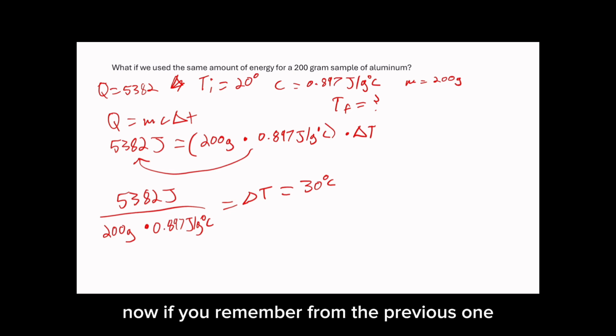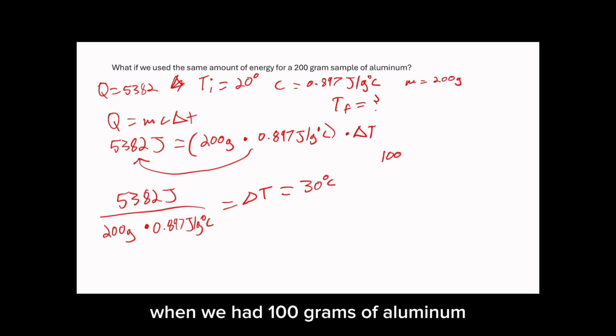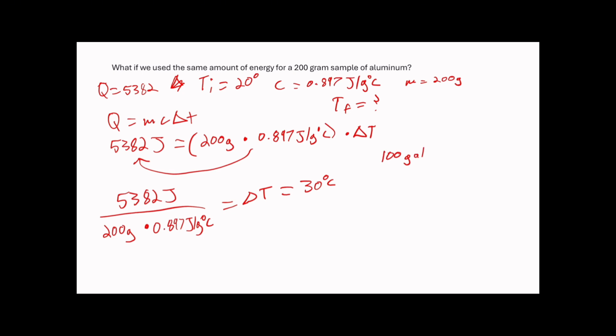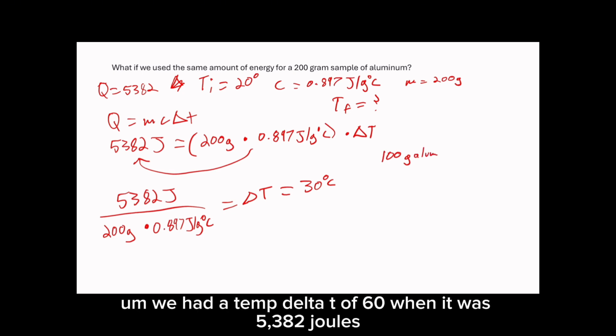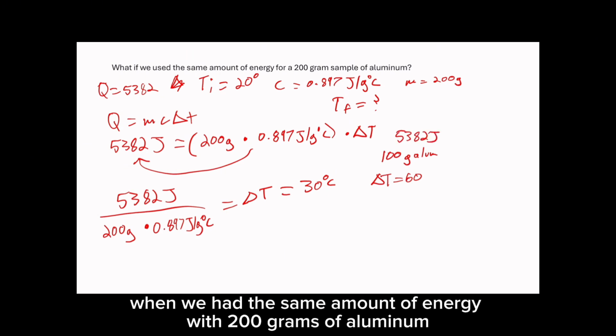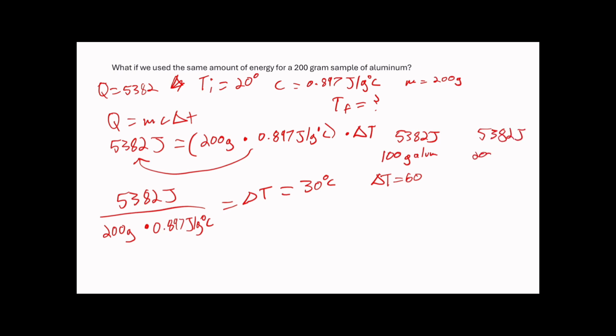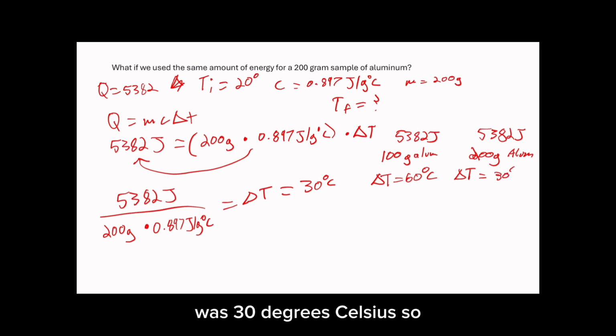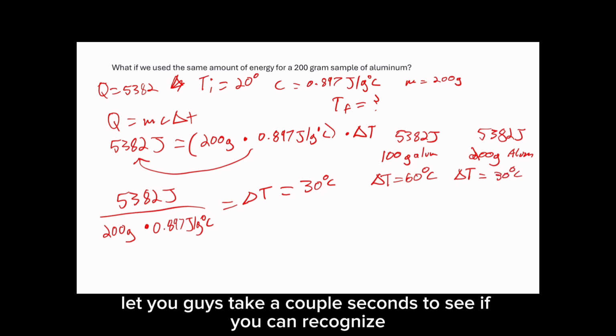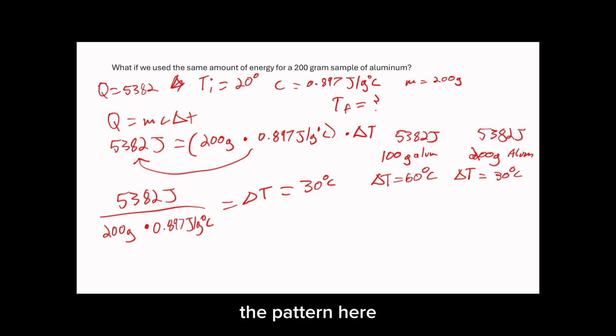Now, if you remember from the previous one, when we had 100 grams of aluminum, we had a delta T of 60 when it was 5,382 joules. When we had the same amount of energy with 200 grams of aluminum, our delta T, I'll put that in degrees Celsius, was 30 degrees Celsius. So I'll let you guys take a couple seconds to see if you can recognize the pattern here.